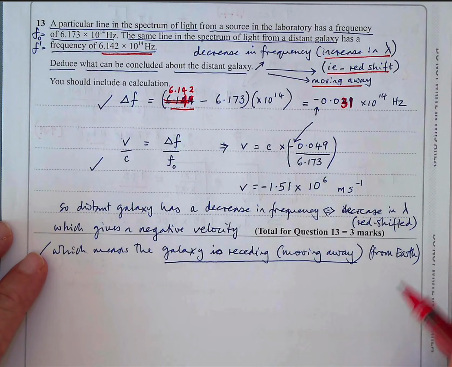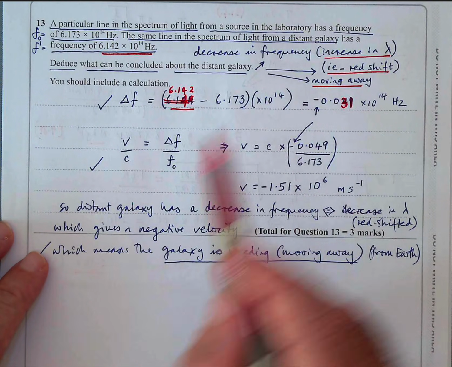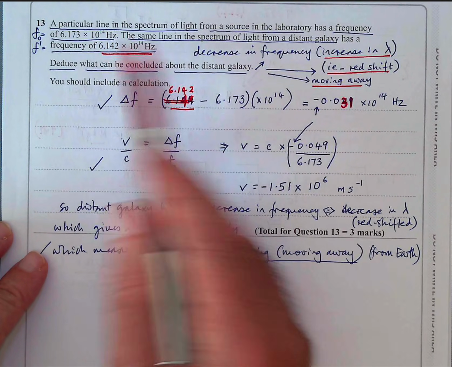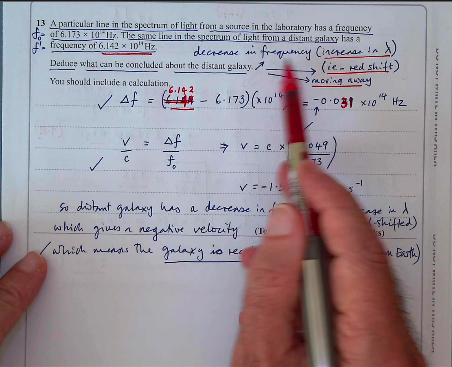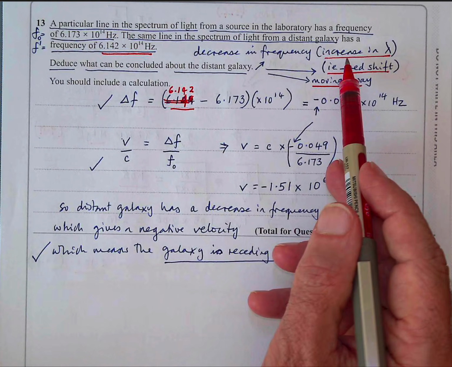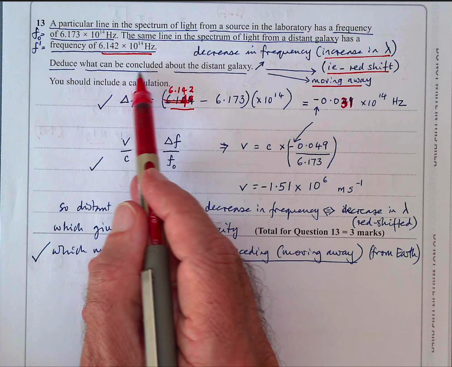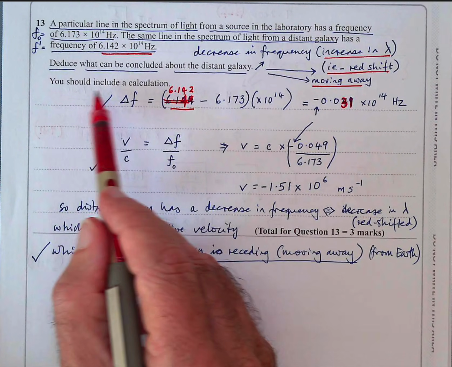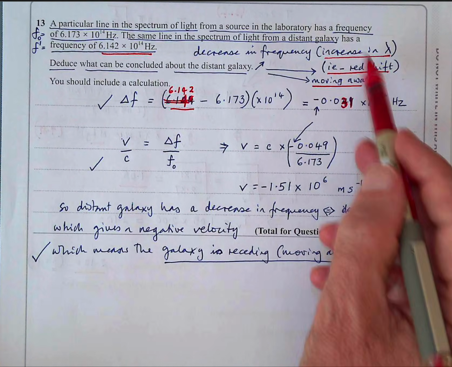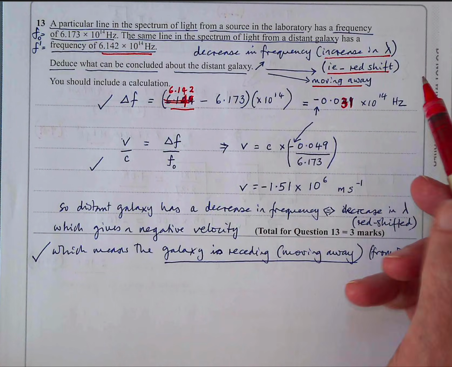So this is what they're going to ask us, and we already worked it out. Whenever I'm reading the question, I'm underlining it and absorbing the information, and I already kind of know what they're going to ask me. Deduce what can be concluded about the distant galaxy. I've already worked it out. You should include a calculation. We know it's moving away, but they want you to know how fast it's moving away.